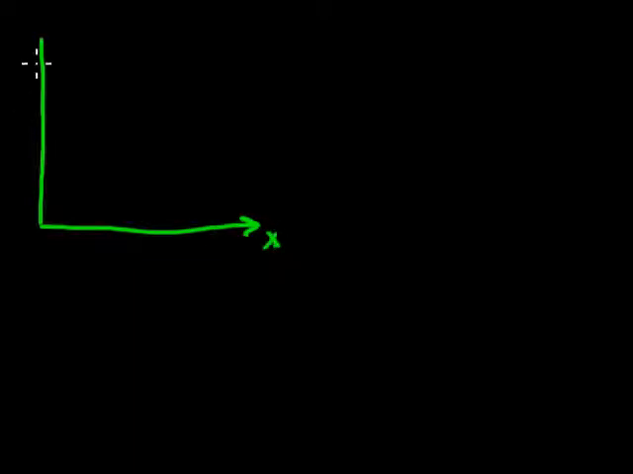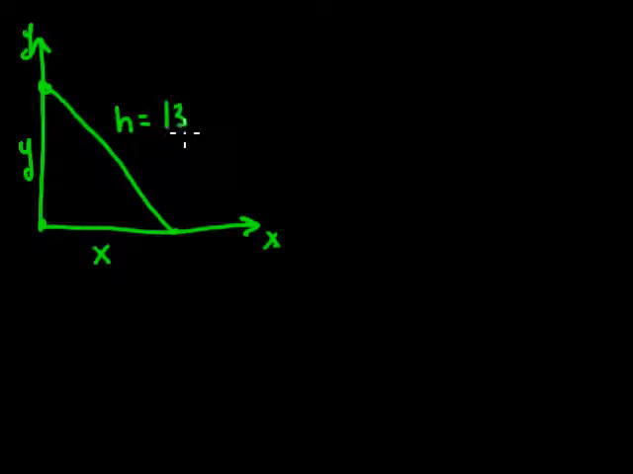Okay, let's solve the falling ladder problem. This is going to be the y-axis, and this is going to be the x-axis. X-axis, y-axis. Let's draw a ladder. This distance is going to be y. This distance is y. This distance is x. And it's given in our problem that our ladder is 13 meters long.